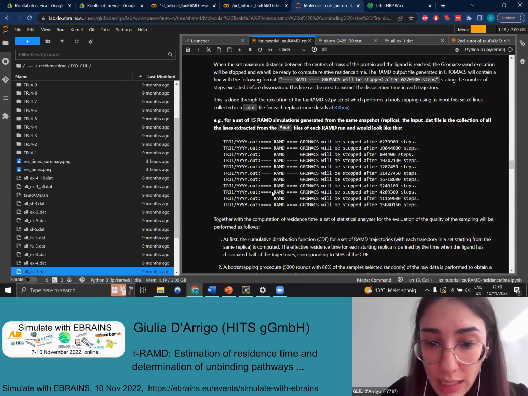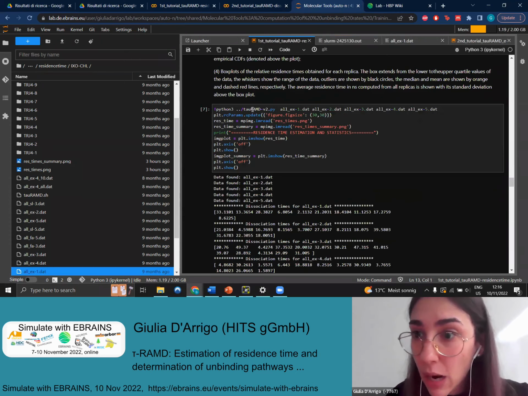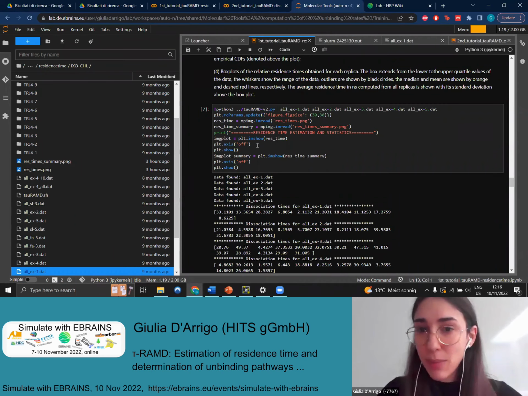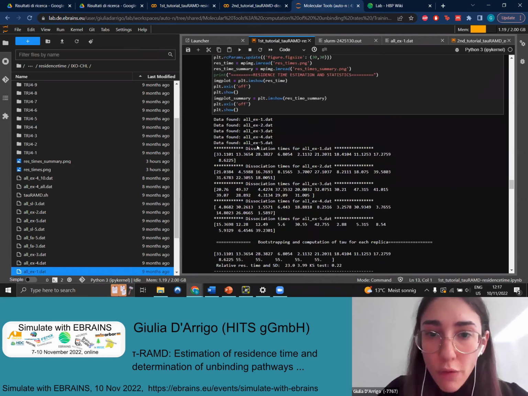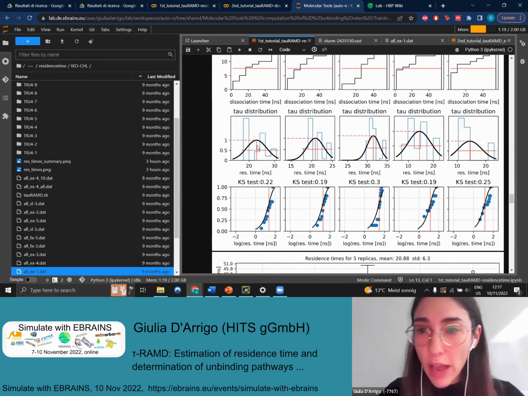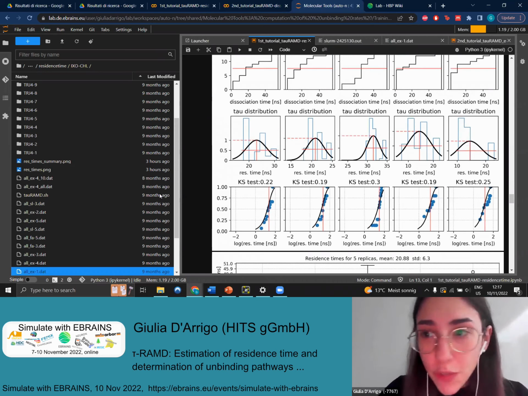So the way we do it is by executing this Python script, taramd.py, which will estimate the residence time. From the execution of the Python script, you will have an output that will look like this. Here we have 4 different plots. I will try to explain each of them.